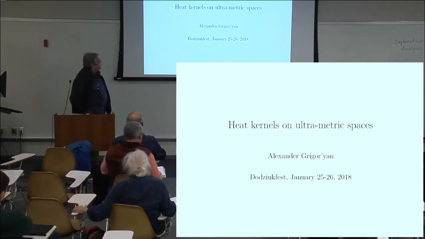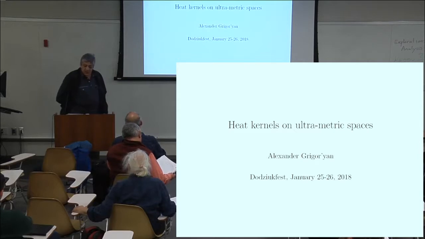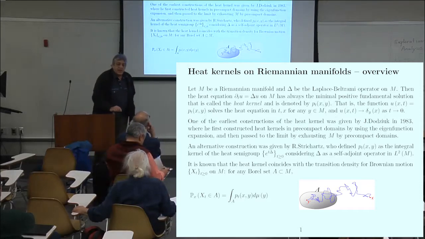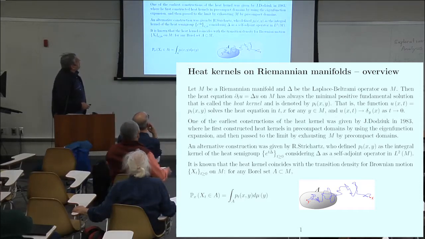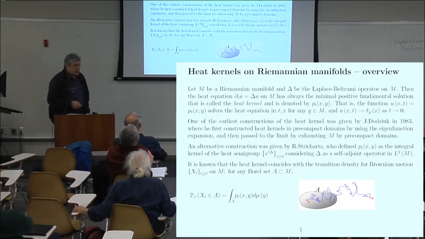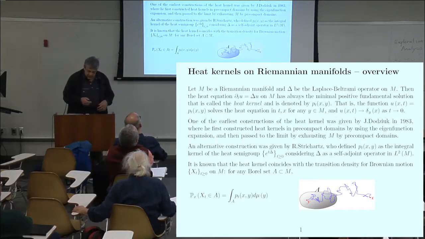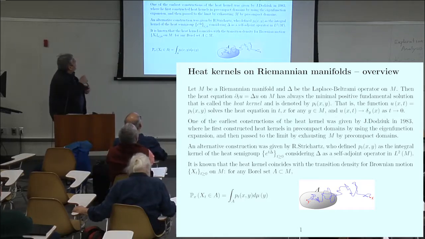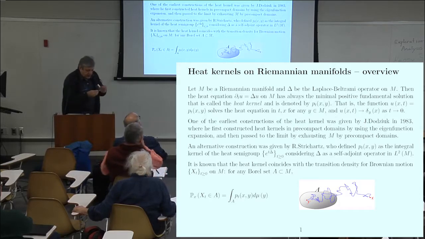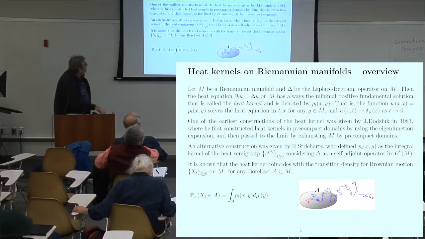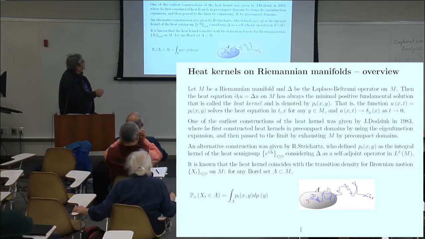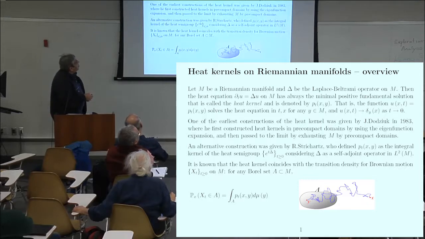So this talk is about heat kernels, as it says, on ultrametric spaces, but I will start with more traditional heat kernels on Riemannian manifolds, this subject that many people know, with quite a short overview, just as motivation for the question that will follow. So, M will denote an arbitrary Riemannian manifold, and delta is the Laplace-Beltrami operator there. The main object here is the heat equation ∂_t u = Δu, which always has the minimal positive fundamental solution that is called the heat kernel, denoted by p_t(x,y).